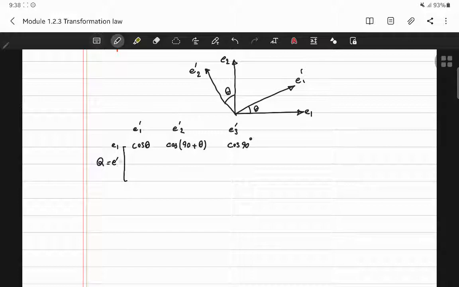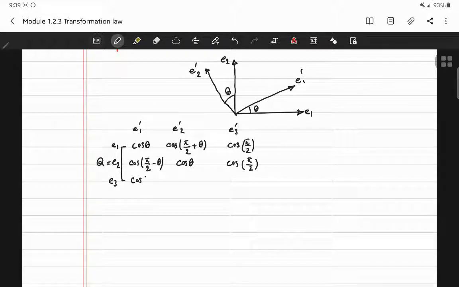All right. So we have e2 here, and e2, e prime 1 is, I made a mistake here, half pi minus theta. This is the angle. And here you have e2, e prime 2, which is this theta here, so it is cosine theta, and e2, e prime 3 is cosine half pi. And we have e3, which is orthogonal to all these, so it is cosine half pi, cosine half pi, and it has zero angle with itself.